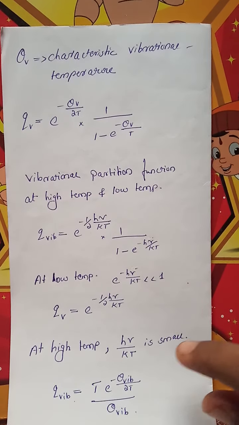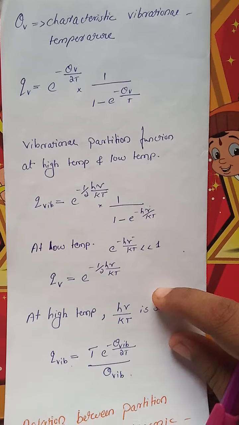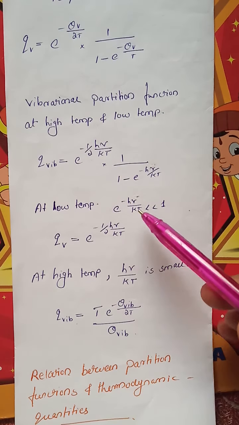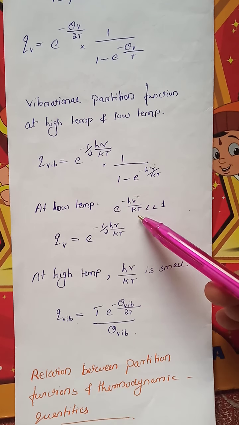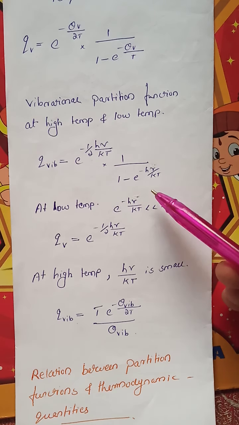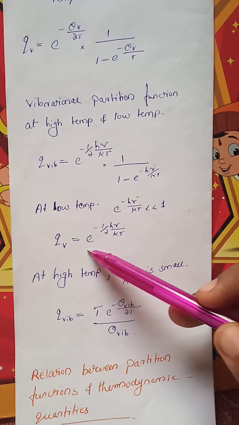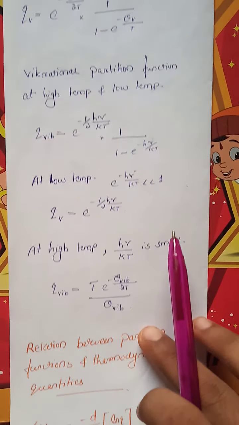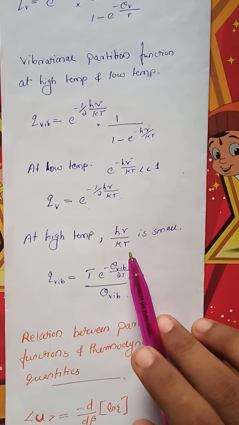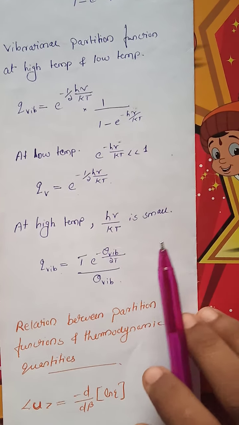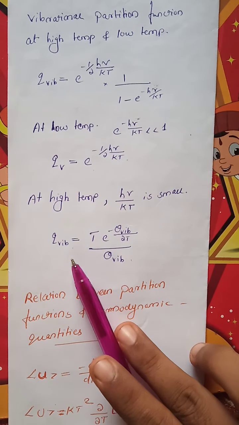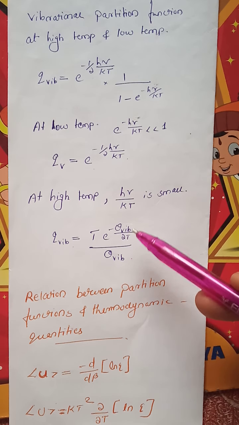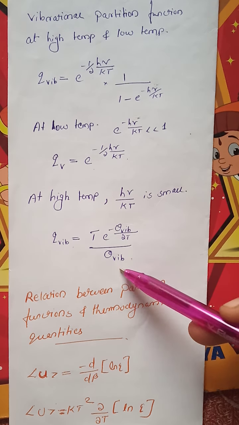Next, we have the vibrational partition function at high temperature and low temperature. At low temperature, e raised to minus h nu by kT is very much less than 1. So our equation becomes q is equal to e raised to minus half h nu by kT. And at high temperature, h nu by kT is small. So after solving, we get q vibration is equal to T into e raised to minus theta vibration by 2T divided by theta vibration.